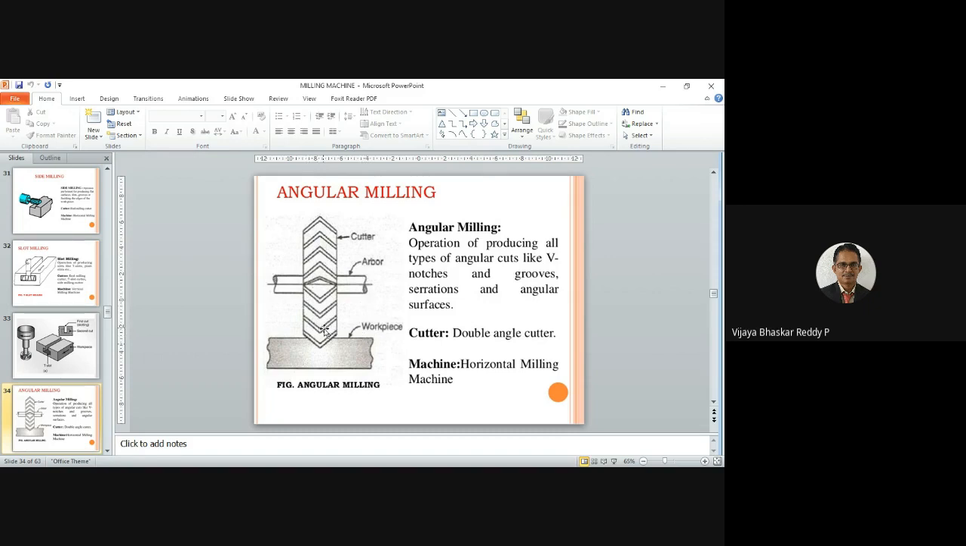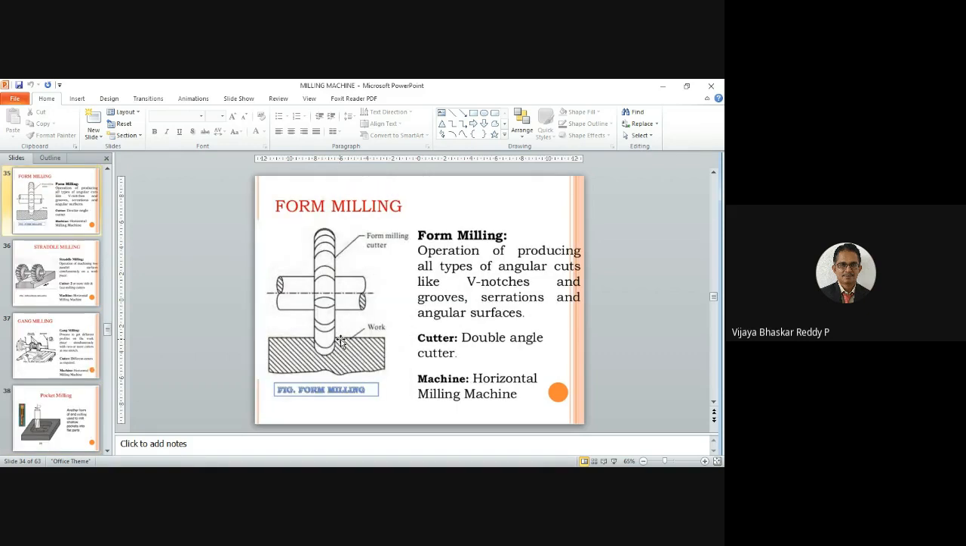For that, we can use single angled or double angled tools on the workpieces to obtain the required shapes, right? So this is the angular milling operation.